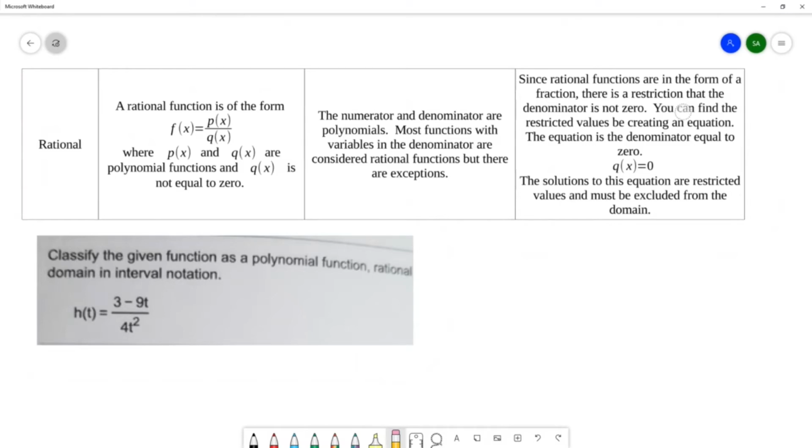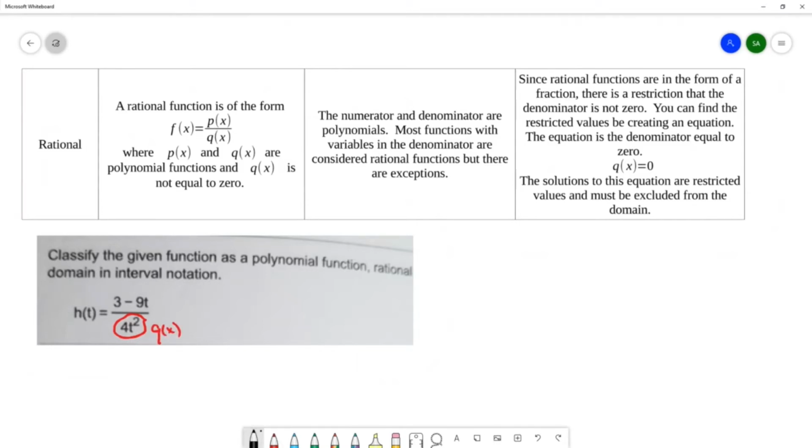So you can find the restricted values by creating an equation, and the equation is the denominator equal to 0. So I've got q of x equal to 0 because we said over here that q of x is the denominator. The solutions to this equation are the restricted values and must be excluded from the domain. In the example that we have here, the denominator is 4t squared. That's our q of x.